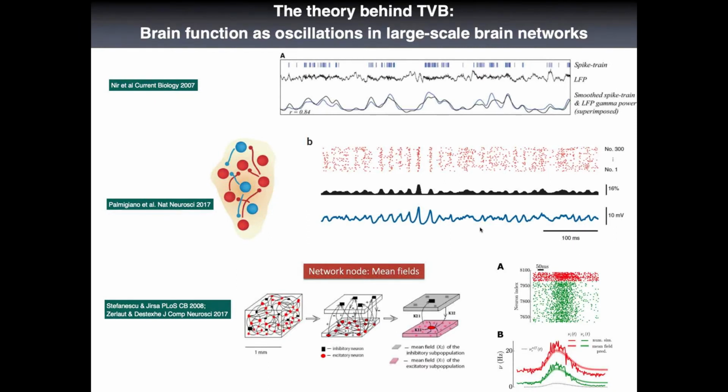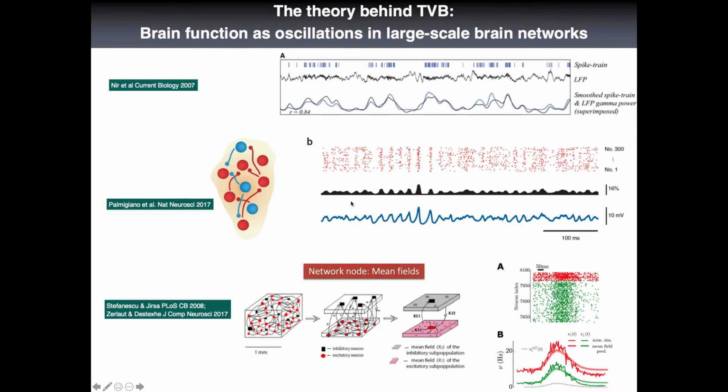Now, when we speak about function, again, we stand at a specific level of detail. We represent brain function mainly as oscillations in large-scale brain networks. You can see here evidence from different publications where the mean field activity of many neurons, here expressed as spike trains, can be summarized as local field potentials, and there is evidence of a very high correlation between the LFP gamma power and spike trains.